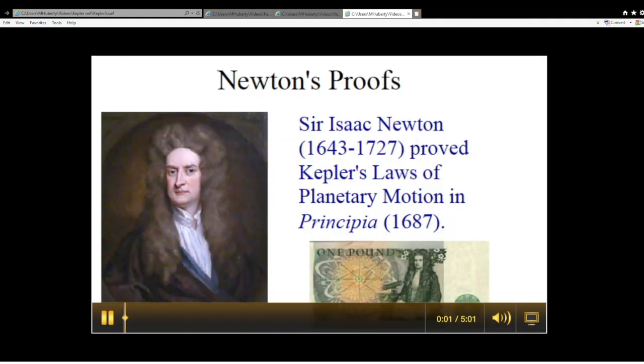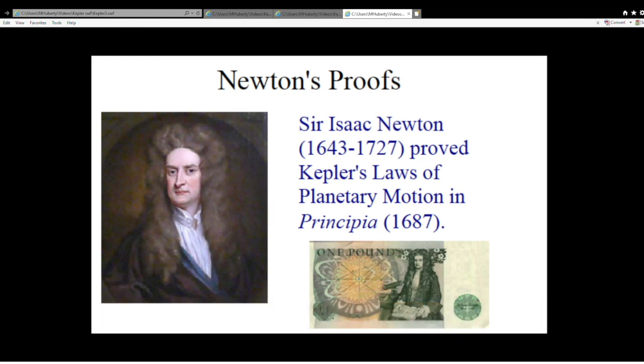Sir Isaac Newton proved Kepler's laws of planetary motion, and this was published in his famous works, the most famous work that Newton did, known as the Principia in Latin, in 1687. The English version of this would be called Mathematical Principles of Natural Philosophy. And yes, Newton was English, but in those days you published academic works in the Latin language. So anyway, that's where Newton printed this material of proofs of Kepler's laws. So really, he changed them from being laws to mathematical theorems, essentially.